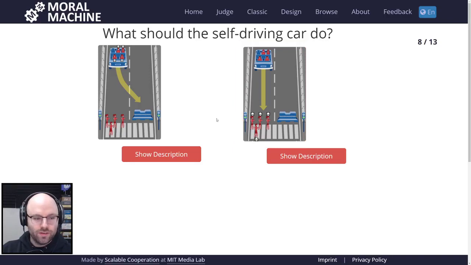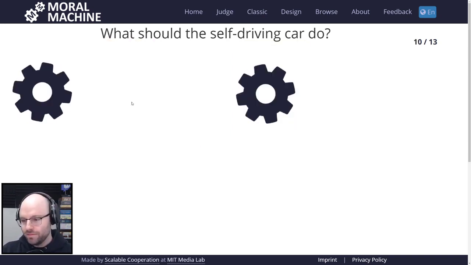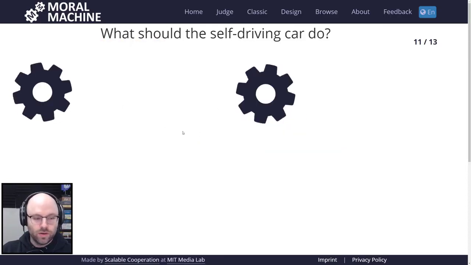What should the self-driving car do? If you're crossing legally, then you live. Congratulations. What should the self-driving car do? Okay, look. In this case, I hate to say, you gotta hit the dog. Come on. You're crossing illegally, you're going down.